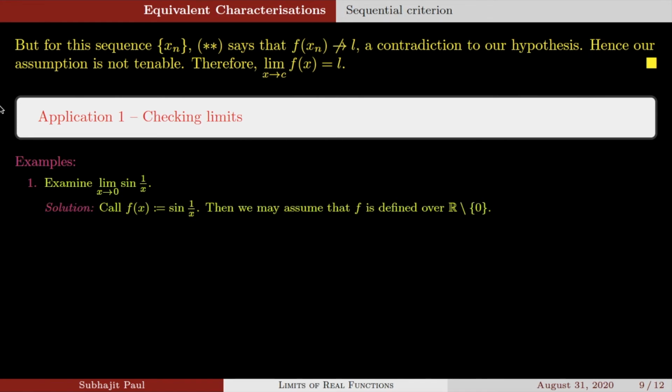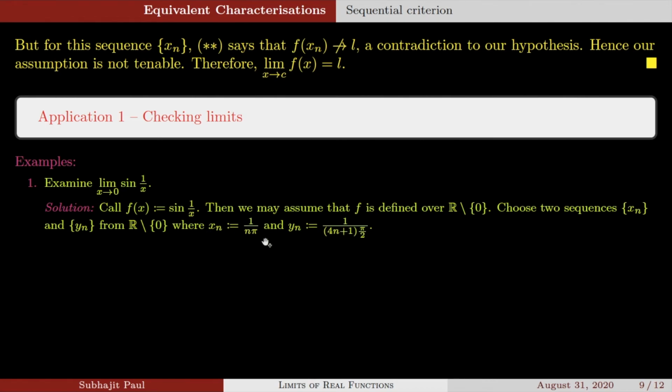How do we do that? Call this one f(x), fine. Then we may assume that f is defined over R minus 0. Of course, at 0 the function is not defined. Some neighborhood of 0 will work. Choose two sequences x_n and y_n from R minus 0, that is my domain, where x_n equals 1 over n pi and y_n equals 1 over (4n plus 1) pi by 2.